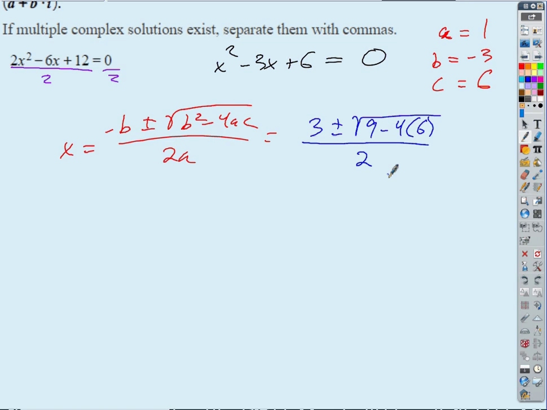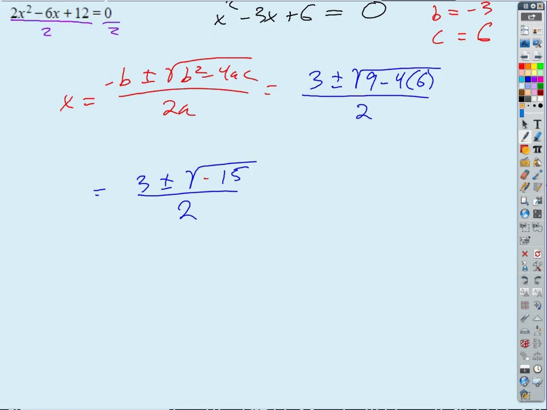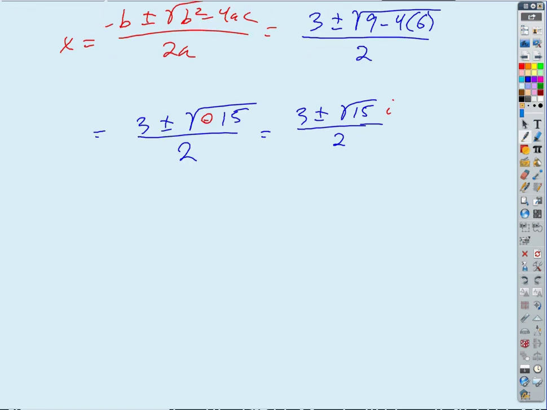I'm going to get 9 minus 24. What's 9 minus 24? Negative 15, over 2. Now, what's the negative under the root going to become? It becomes an i, doesn't it? So we end up with 3 plus or minus the square root of 15 i, divided by 2.